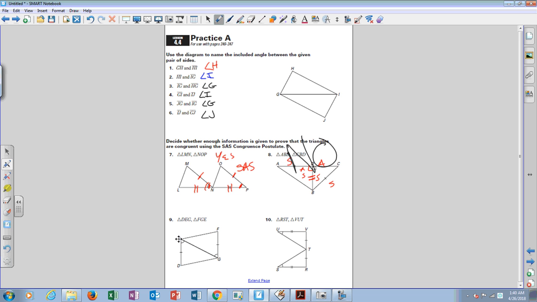All right, DEG and FGE. So this is congruent to itself. So now follow it. DE is one line, FG is one line. Then you have the angle and two lines. Angle and two lines. So that would be yes.